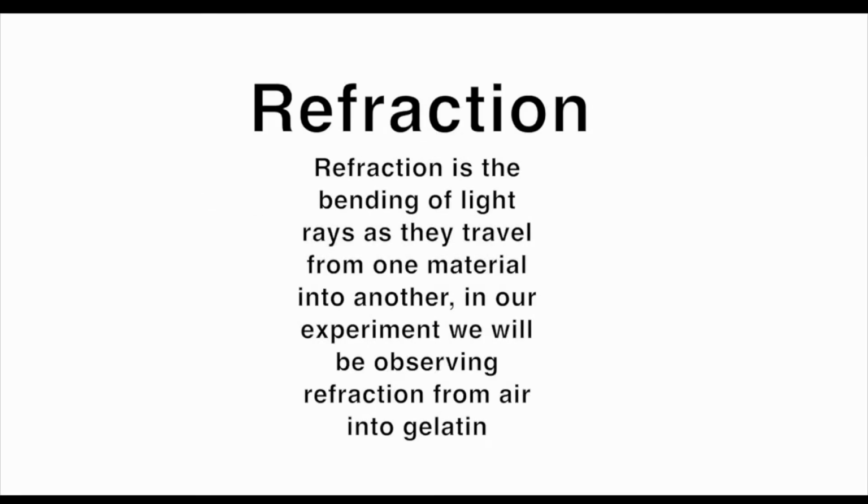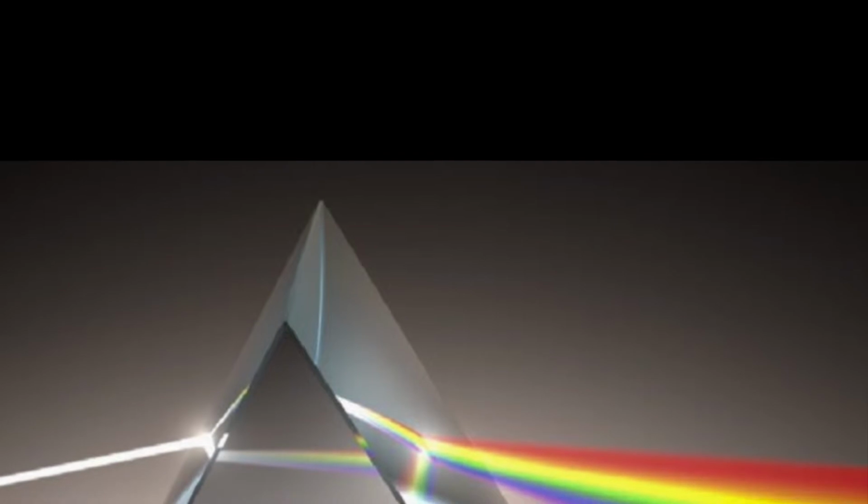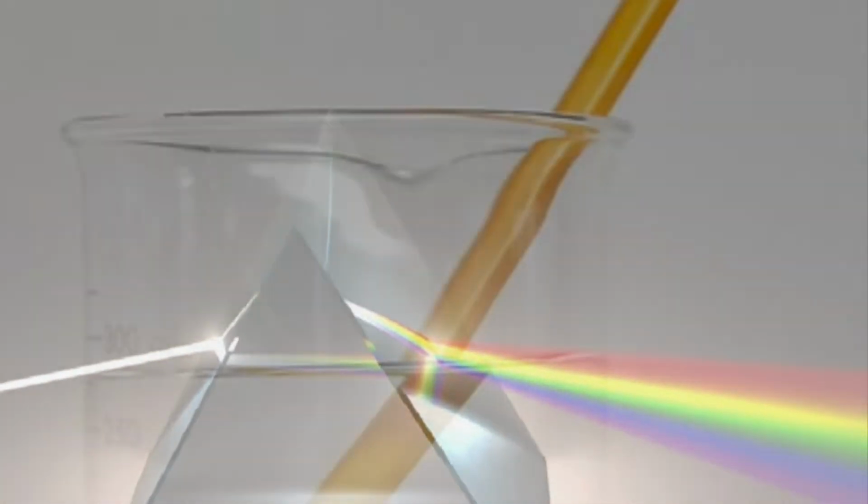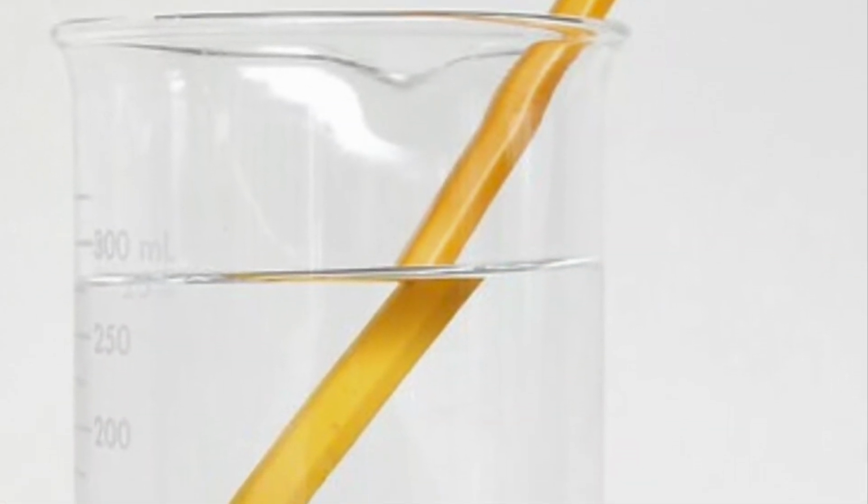Refraction is the bending of light as it travels from one material into another. In our experiment, we will be observing refraction from air into gelatin. There are some common examples of refraction, including rainbows and objects as they appear in water.